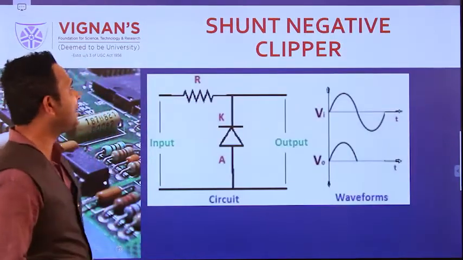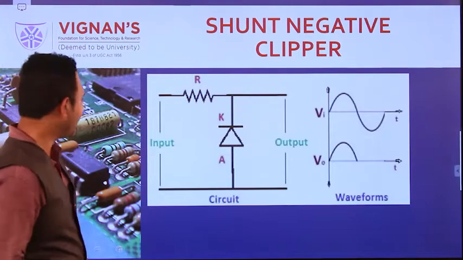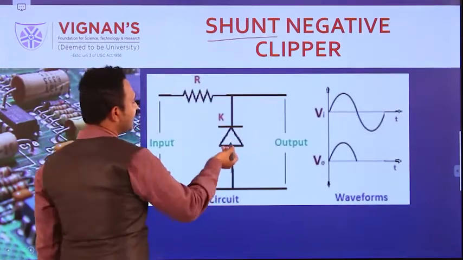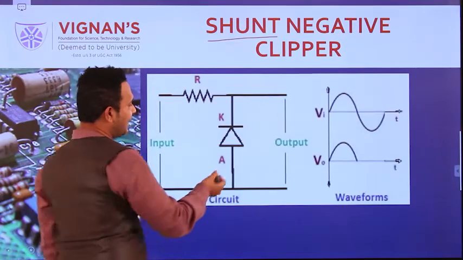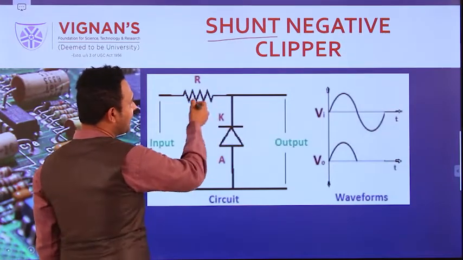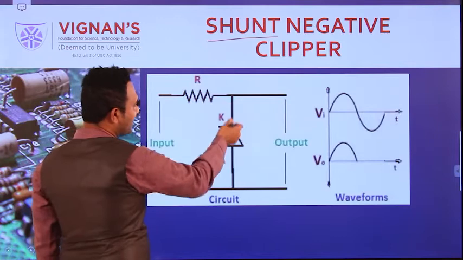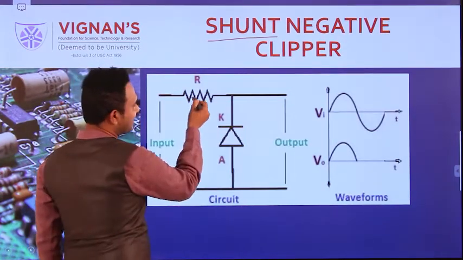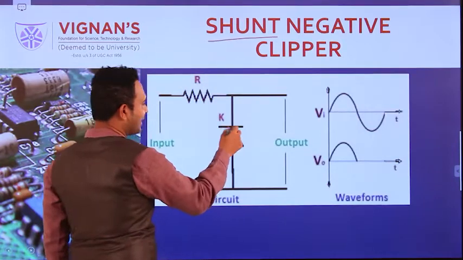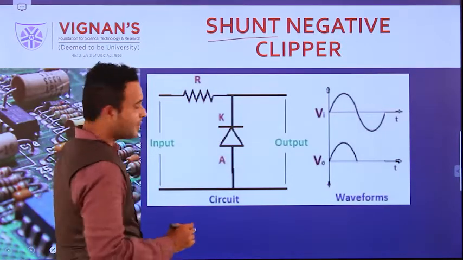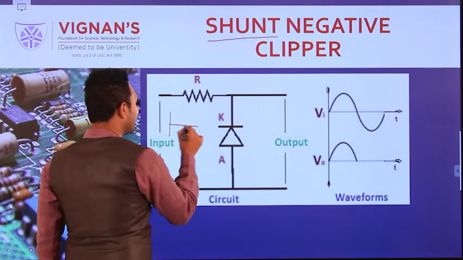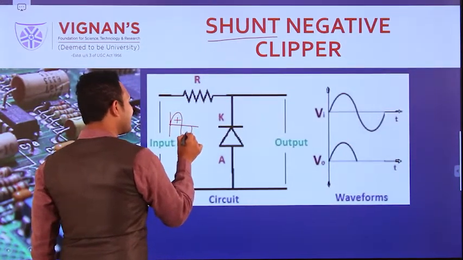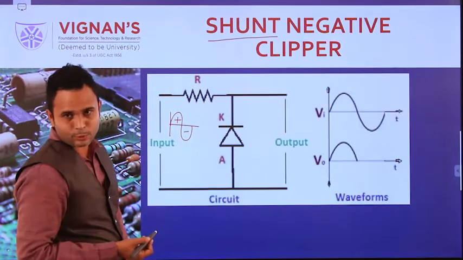So, the shunt negative clipper. Here the name is shunt. Shunt means parallel, right? So how will the diode be connected? With the resistor, the diode is connected in parallel. Here the input is through the resistor, and the output we take across the diode. Here also I am taking the input as a sine wave, consisting of the positive peak and the negative peak.